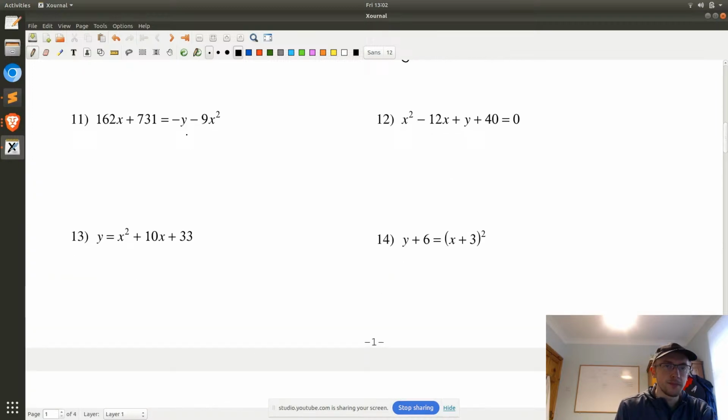Okay, here, move everything over. But the minus signs are going to confuse you, so just be careful for now. So just say 9x squared add 162x add 731. That's fine. Now flip the signs. Or better yet, just understand that it'll be like this.